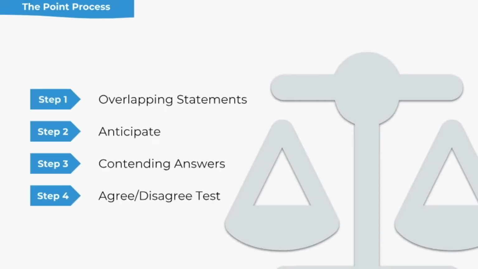The process for approaching a point question is to find the overlapping statements between the two people that are speaking, and then use that overlap to anticipate what the answer might sound like. Then you want to boil it down to the contending answers, and then use the agree-disagree test in order to make that final assessment about whether or not each person would actually agree or disagree with the provided statement.